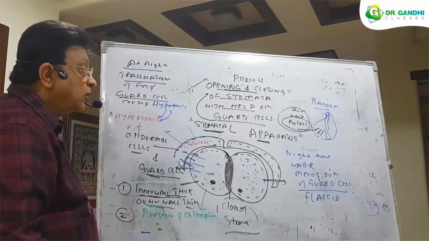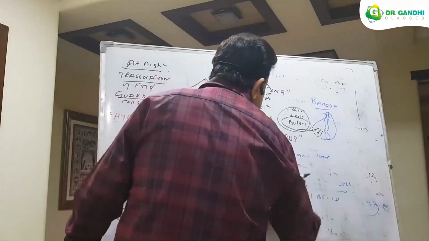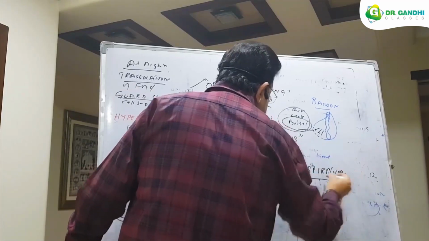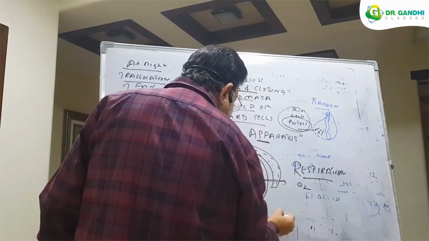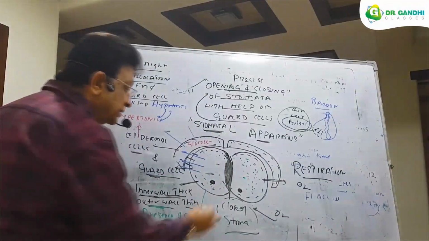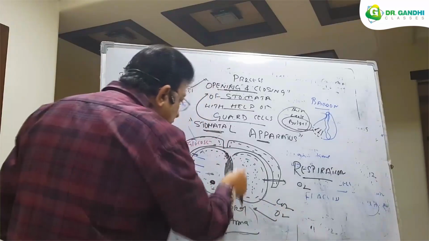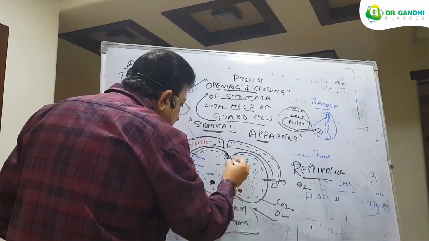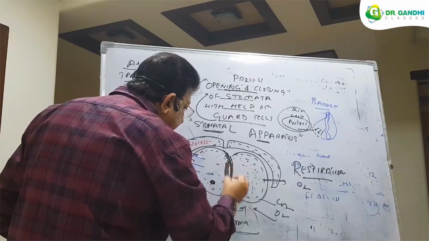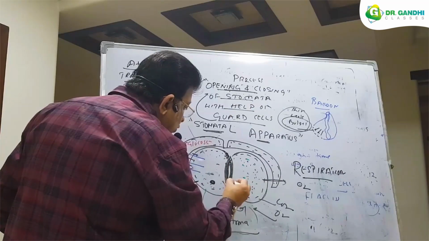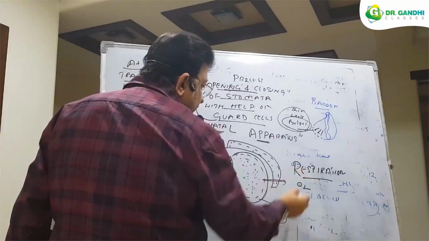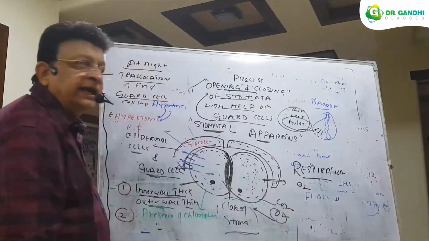Why? Because we forgot at night occurs a process called respiration. And in respiration, which occurs 24/7, oxygen has to enter. If you show a guard cell closed like this, then how will the oxygen enter? How will the carbon dioxide come out? Therefore, you have to draw a small slit inside. Pay attention. This then is the diagram of a closed stomata. You can see a slight opening so that oxygen can enter for respiration and carbon dioxide can leave out.